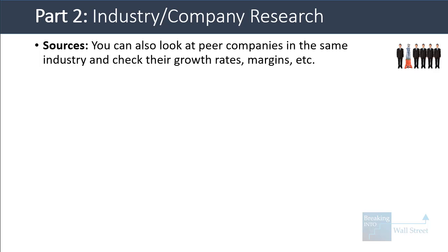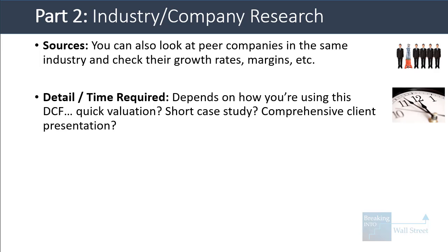Now, you can also look at similar companies in the industry. So for something like Walmart, we might look at Kroger or Costco or Best Buy, for example, and you can check their growth rates, their margins, their cash flows, and other items like that. We get a lot of questions about the amount of time required and the detail that's required, and it really depends on how you're using the DCF. Are you just using it to quickly value the company? Is it part of a short case study? Is it part of a comprehensive client presentation?